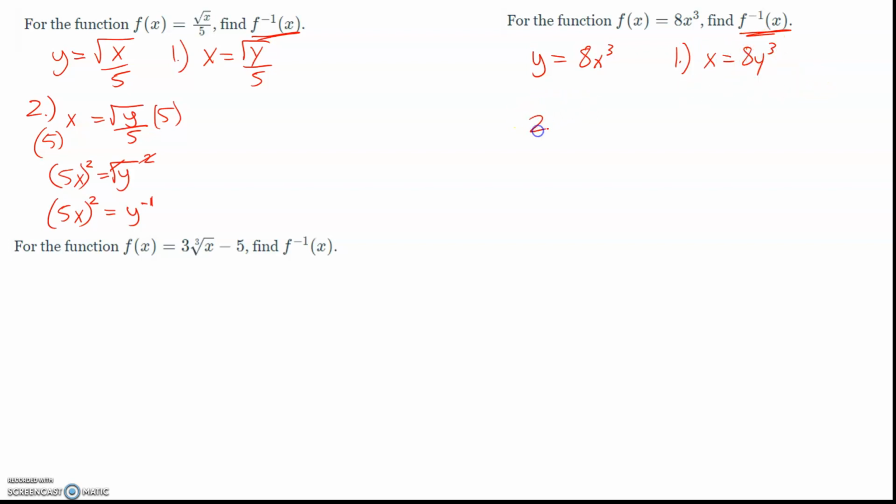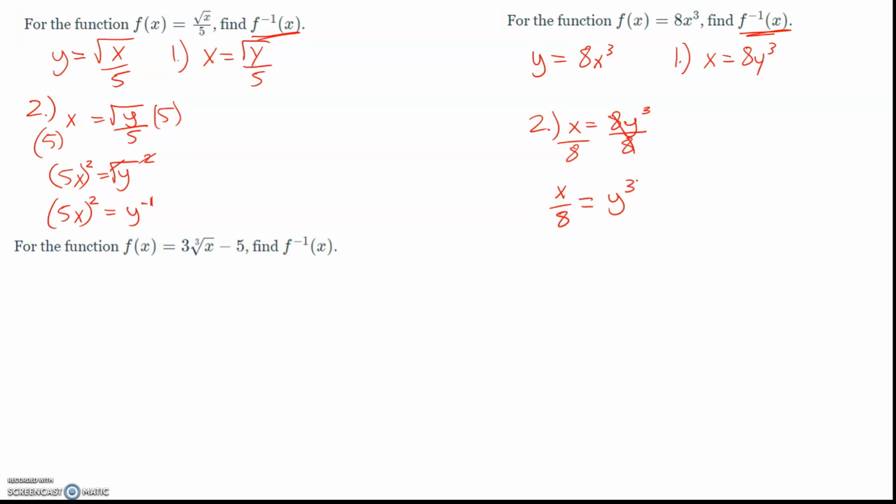And now I'm going to solve for it. So the first thing I'm going to do is divide by 8. I need to get this exponent by itself right here. These 8's will cancel. I'm multiplying, so the inverse of that is division. So I have x over 8 is equal to y cubed.